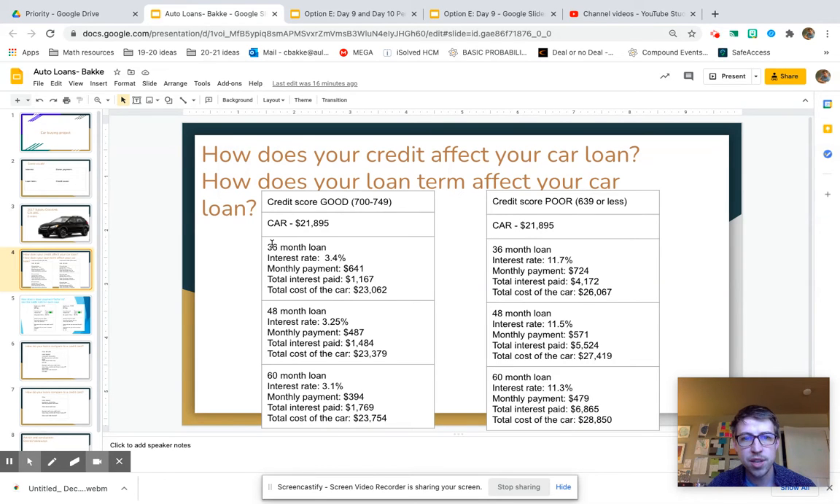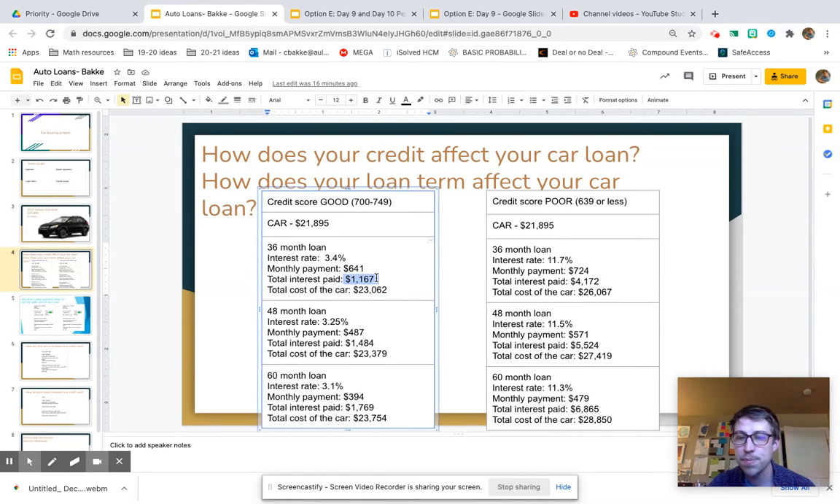There's my 36 loan, and I'm looking at this total interest paid. So when I had 36 months, or 3 years, to pay off my car with a good credit score, I owed $1,167 in interest. I'm going to jot that number down: 1,167. At this point, I would recommend pausing the video and going to your car's PowerPoint and grabbing how much interest you ended up paying in your 36-month loan good credit score example.